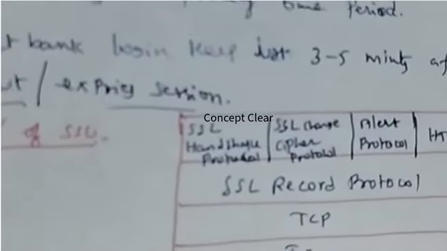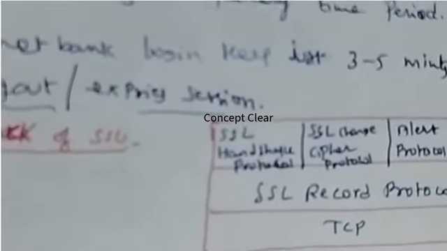We'll discuss these all one by one. The first one is the SSL record protocol. First we'll discuss what a record protocol is. The actual implementation is done in the SSL record protocol. Here we have to follow several steps. The SSL record protocol will be implemented in several steps, and we will see them one by one.